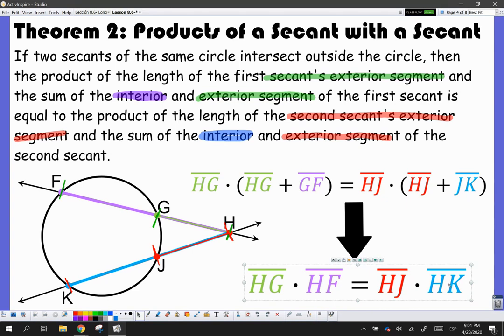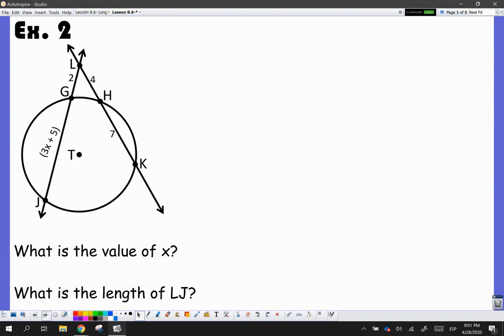Ooh, that's tricky to say without twisting my tongue. But basically, it means if I have the outside part times the entire length, that equals the other outside part times the entire length. So yeah, it's a little bit tricky, but let's take a look at some examples. Hopefully that'll clear it up a little bit more.